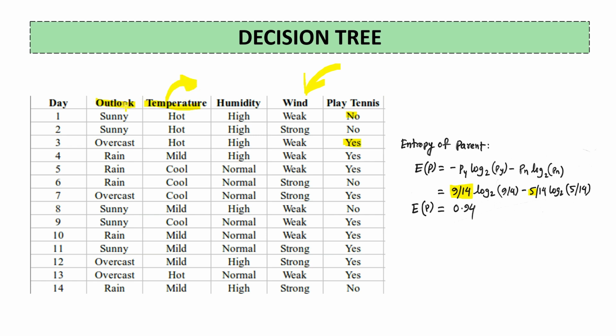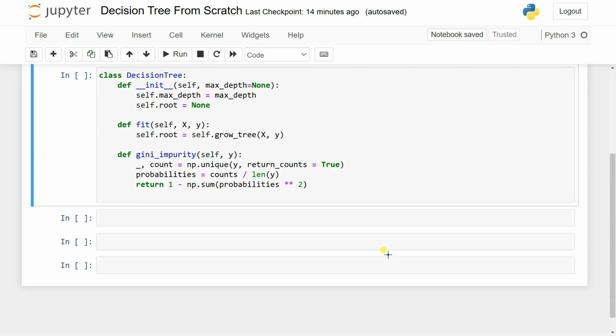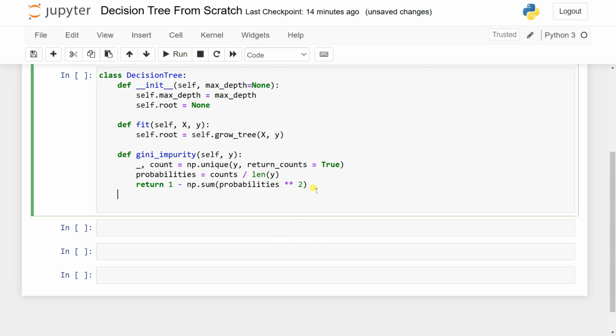So what I can do now is create a function called information gain, where I need to calculate the entropy of the parent, or the Gini of the parent, because Gini impurity and entropy are mostly the same. Then you have the weighted average, and also the entropy of the children. So let's create a function called information gain. Inside that, you pass in self, the parent, then the left child and the right child.